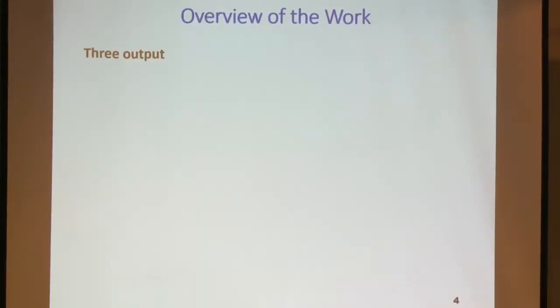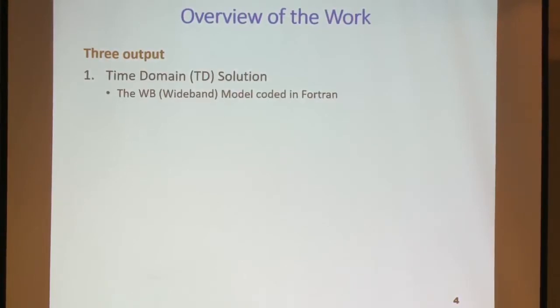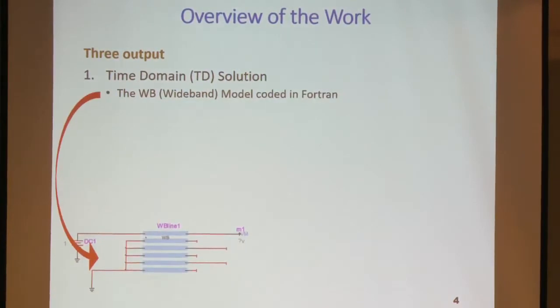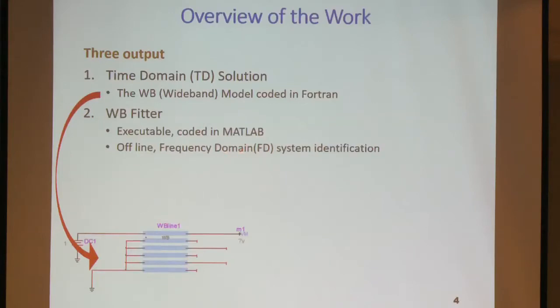So what is the work, the nature? We have three outputs, like the time domain solution. This is the wideband model coded in Fortran, but using, of course, object-oriented programming techniques. So when you choose the wideband line model, basically the time domain solution will be this new time domain solution. And the second thing is the fitter.